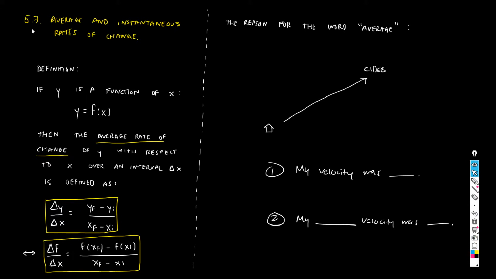Hello class, welcome to today's lesson, which is 5.7 Average and Instantaneous Rates of Change.